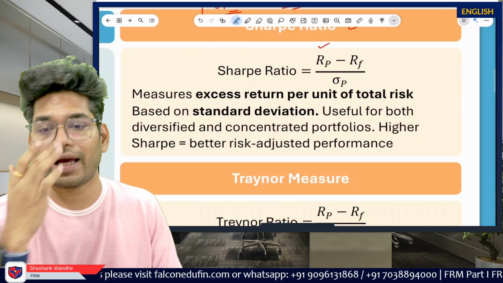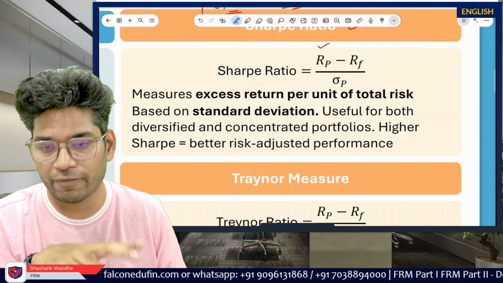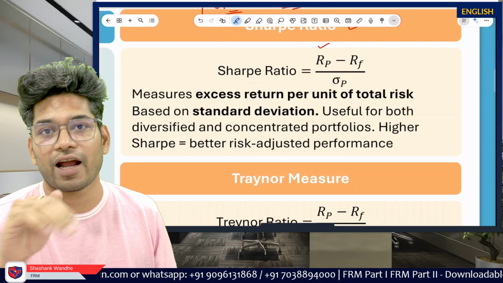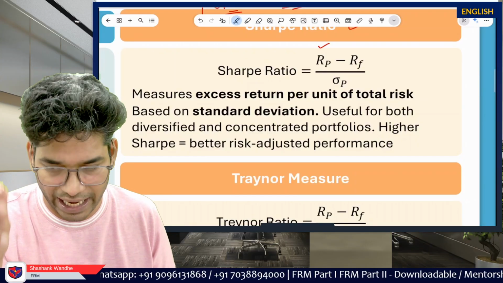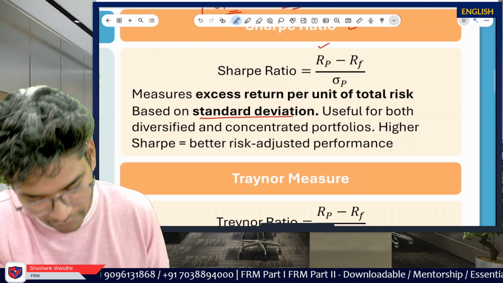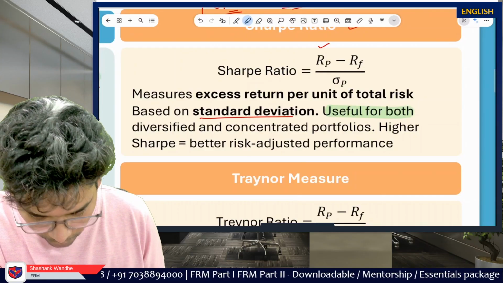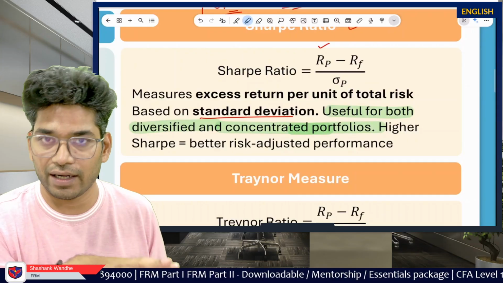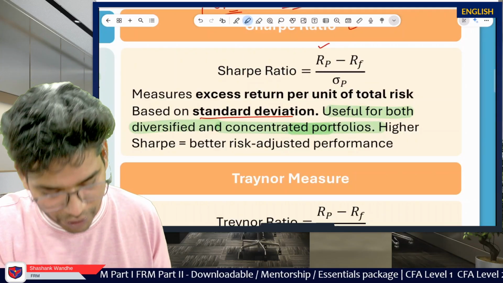Sharpe's ratio's formula is the return of the portfolio, or expected return of the portfolio, minus the risk-free rate, divided by the standard deviation of the portfolio. RP minus RF divided by sigma P. It measures the excess return per unit of the total risk taken, and this is based on the standard deviation. Now, the key point to remember here is that it is useful for both the diversified and concentrated portfolio, that means the undiversified portfolio. It can be used in both situations.